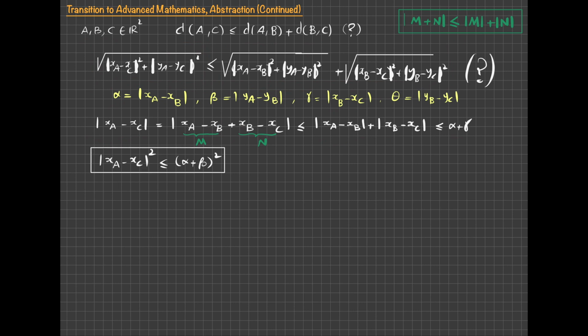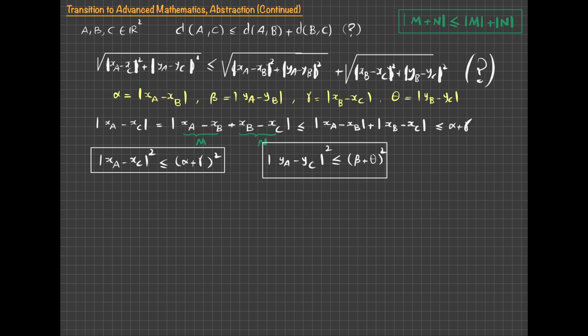Okay? But similarly, I don't want to go through the calculations. I can write something for this. So I can prove that the absolute value of y sub a minus y sub c squared is less than or equal to, oh, I made a mistake here. This is not beta, this is gamma, yes? And then this becomes less than or equal to beta plus theta squared. This is something similar. This can be done similarly, yes?